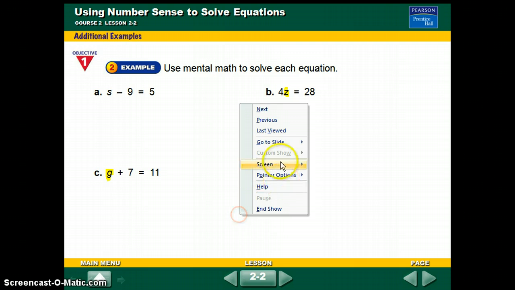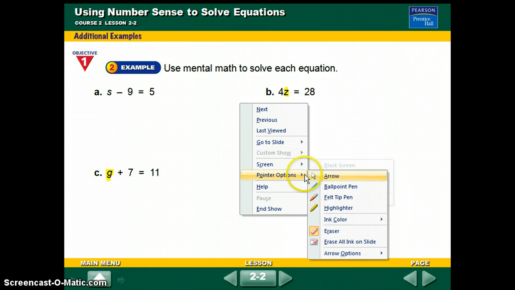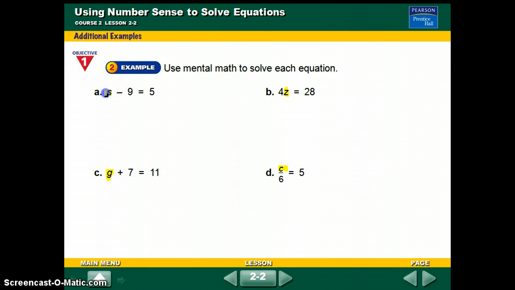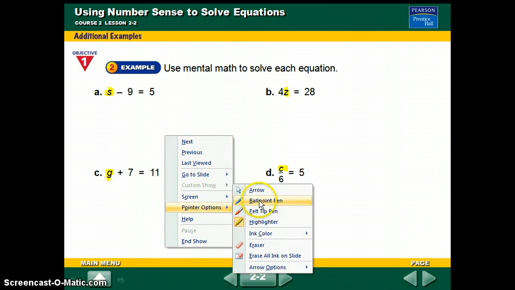Yeah, there we go. One more time. It's a highlighter. So all these are the variables, and those are the things we're looking for. What could possibly go in those spots?